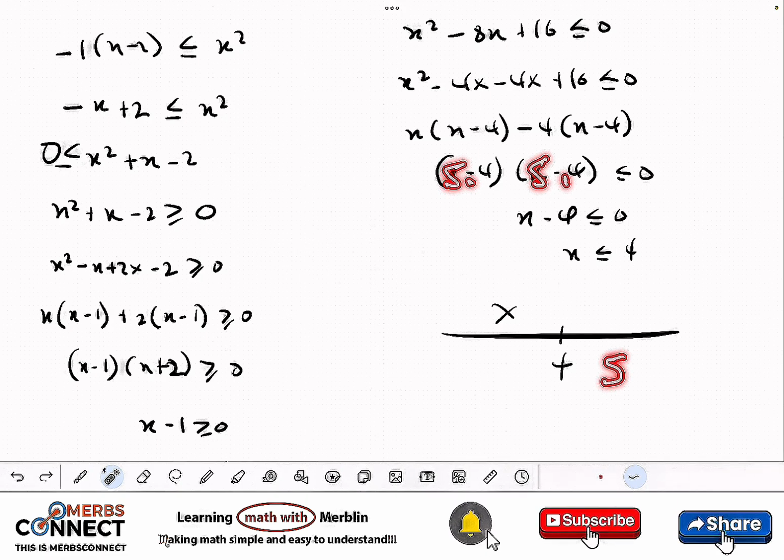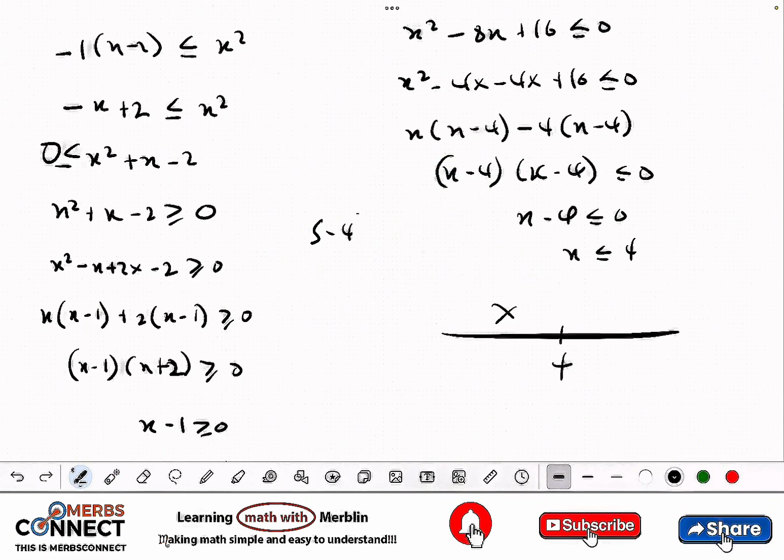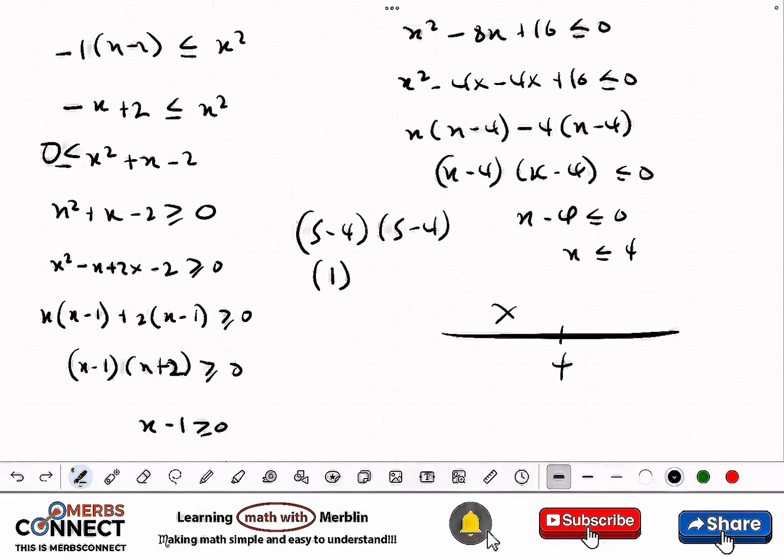Let me check it well. If this is 5, this one will be 5, this one will be 5. 5 minus 4, let me just plug them in. 5 minus 4, 5 minus 4, this is going to give us 1, and this is also 1. This one is not true.